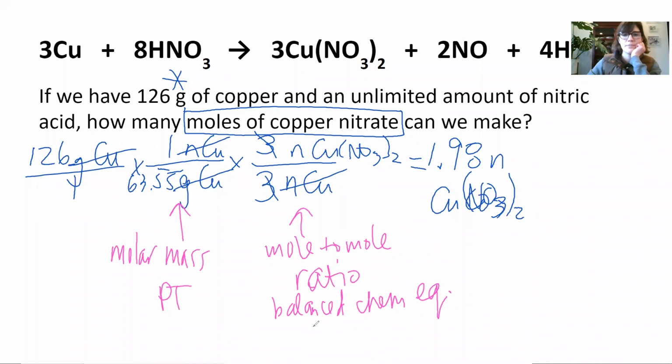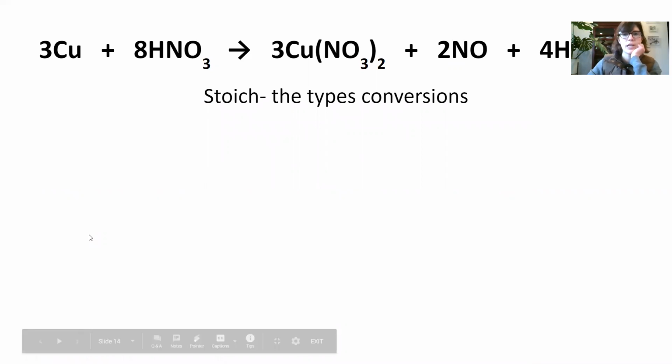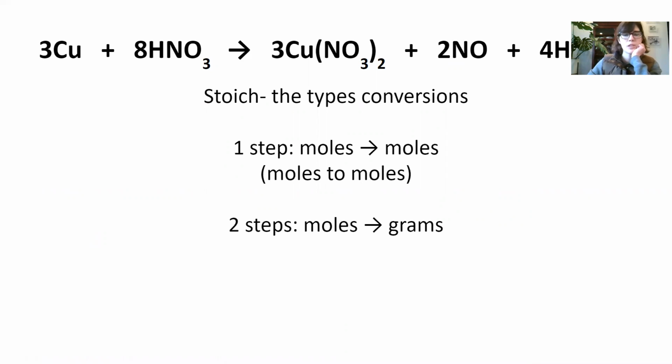All right, let's clear that. Okay, so these are the basic types of conversions for stoichiometry. One-step problems are from moles to moles, so that is going to use the balanced chemical equation. Two-step problems is the type that we just did, from moles to grams or from grams to moles, where your first step is from moles to moles, your second step is from moles to grams, or the one that we just did was the opposite. The first step was grams to moles and then moles to moles.